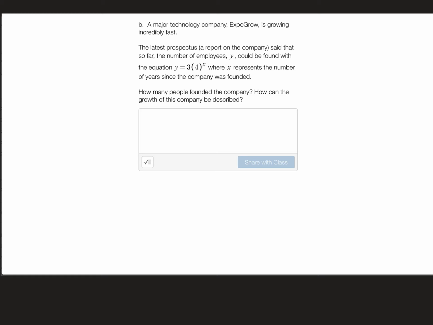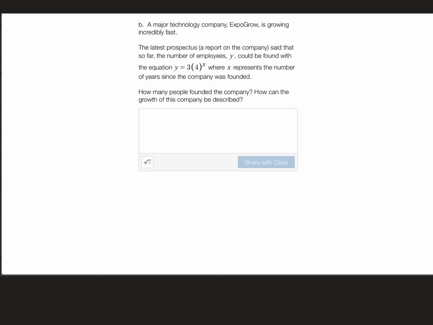All right, situation B here is talking about this technological company called Expo Grow that's growing very fast. The latest report on the company said that so far the number of employees, which we're going to call Y, could be found by using the equation 3 times 4 to the x, where x represents the number of years since the company was founded. So x is the number of years and Y is our number of employees.